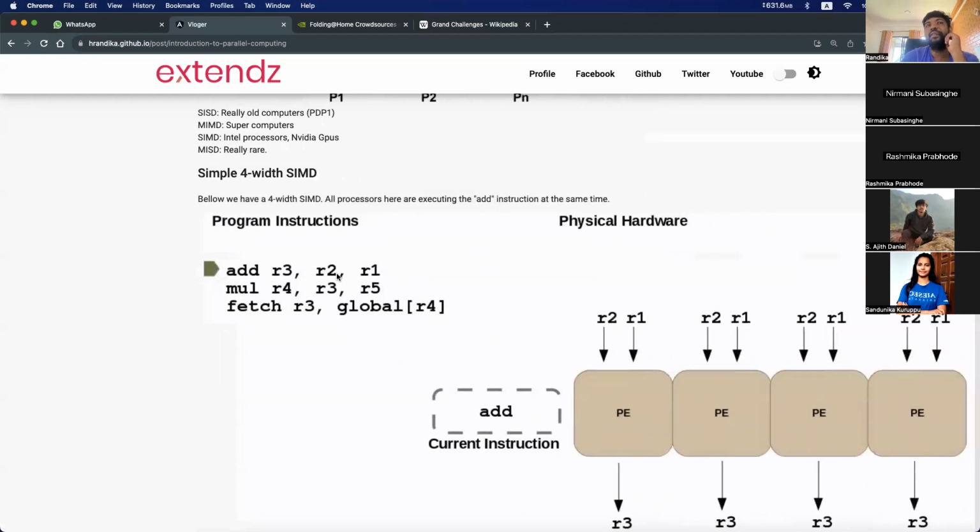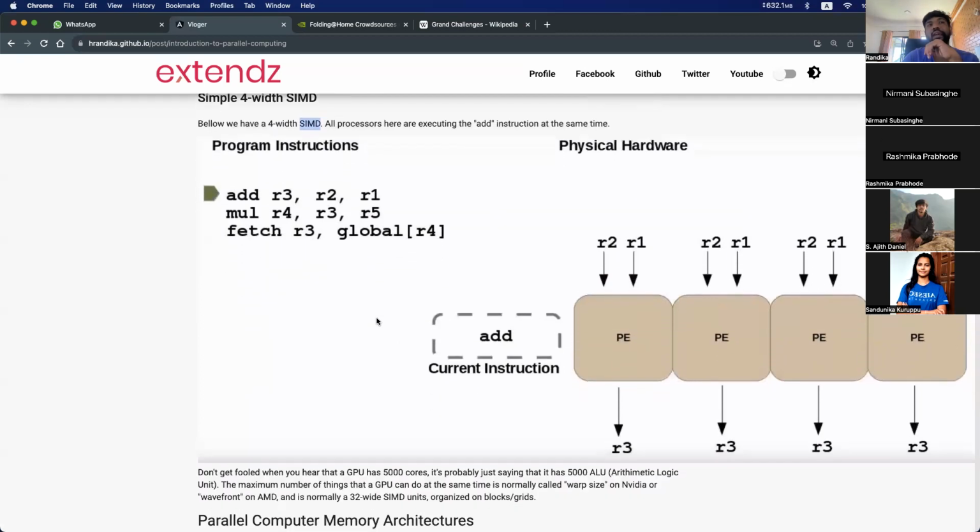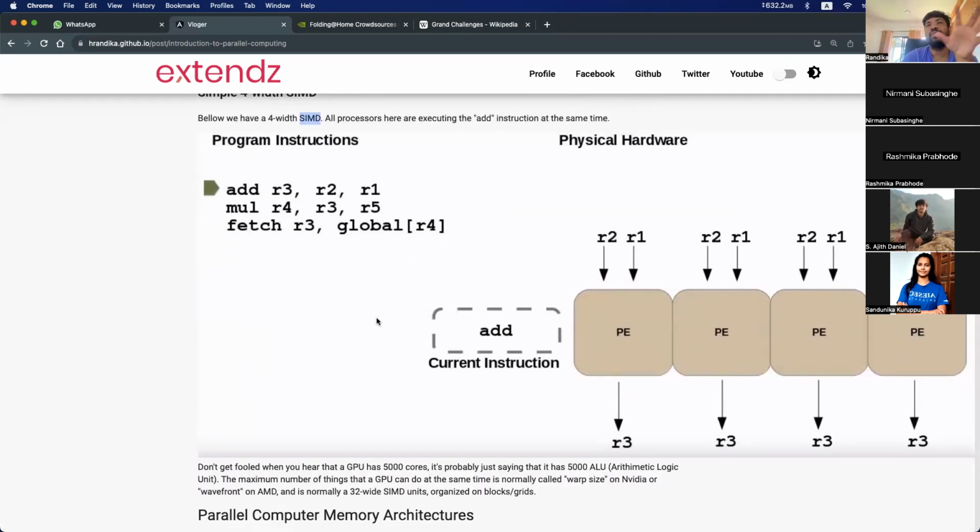So the next one is the instruction that shows SIMD, single instruction multiple data, which is a representation of GPU processing. We will have a separate discussion on this. Right now, you can see the physical hardware and how we are going to do these things. For a given clock cycle, the current instruction is add, and you have several processing units and multiple data sources, R1, R2, R1, R2, R1, R2, R1, R2. At least in here, we have two data sources, and it is going to produce a single output, which is called R3.